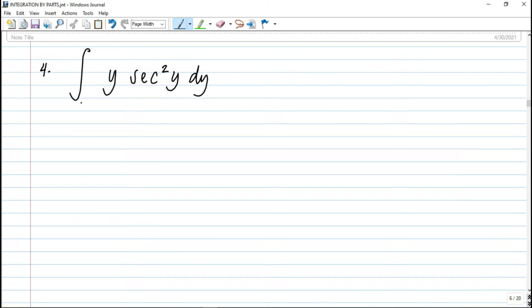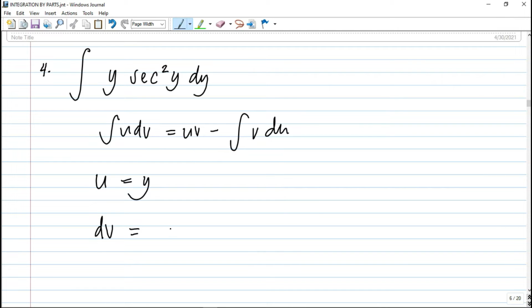So this is the indefinite integral of y secant squared y derivative of y. Gamitin ulit natin guys yung integration by parts. Integral of u dv equals uv minus integral of v du. Now here, identify natin yung u and dv first. Let u equals y. dv natin is secant squared y derivative of y.